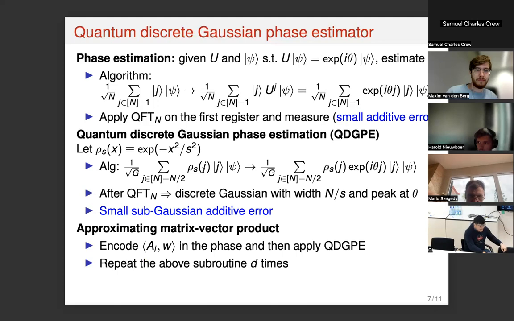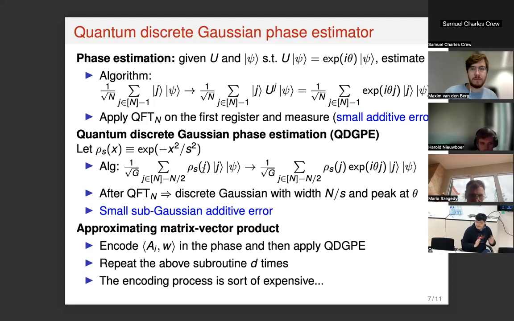The only downside of this method is that the encoding process is sort of time-wasting. In terms of query it's tight, but in terms of time, you need some extra cost to deal with. That's the reason you cannot reach the d to the 1.5 time complexity. Instead, it reaches d to the 1.75.